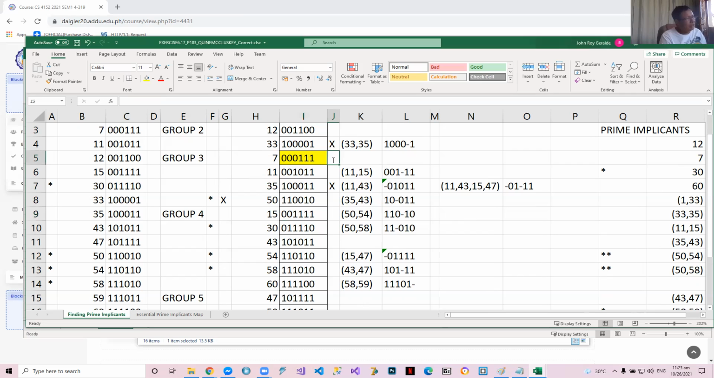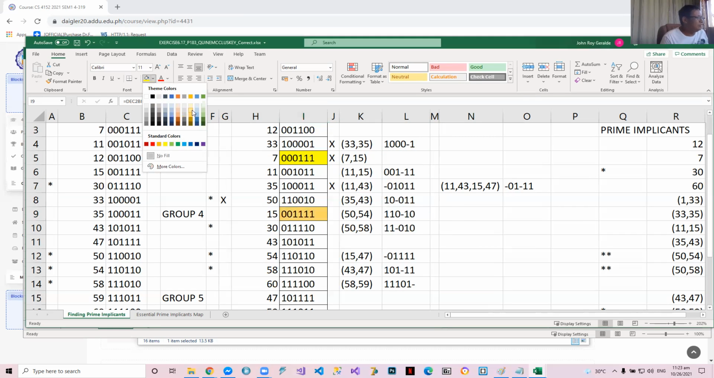So mali itong ating ano. So I have missed this. So we'll have 7 and 15, no? I'll upload it anyway. 7 and 15. Kasi hindi ko kinulayan eh. It's good if you just color, no? Ganyan, no? Malinaw siya, di ba?